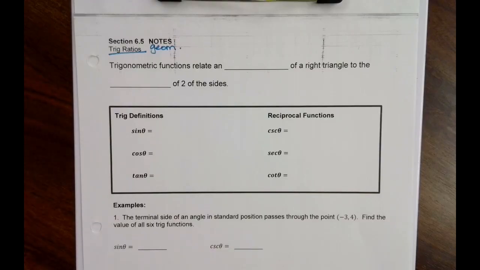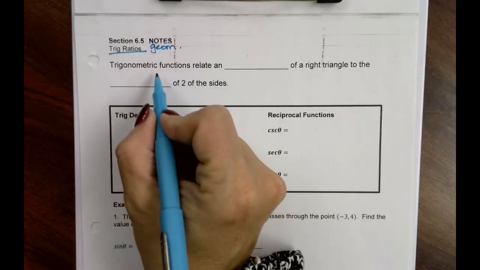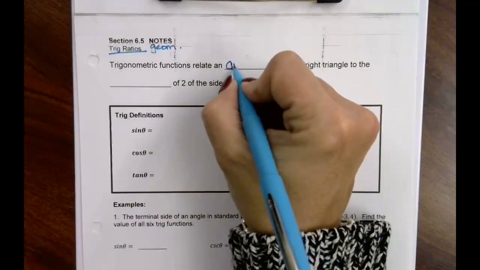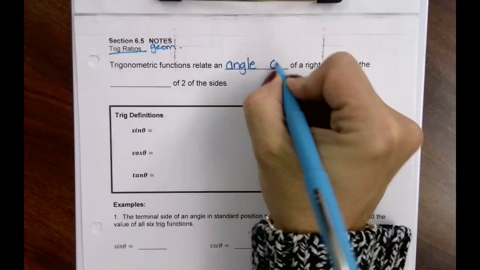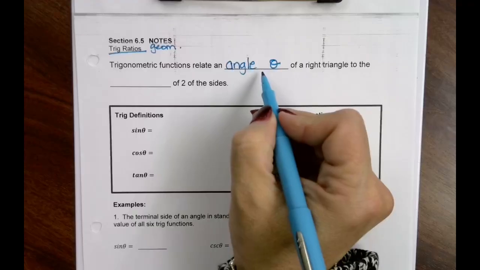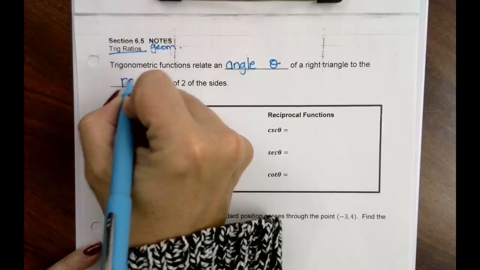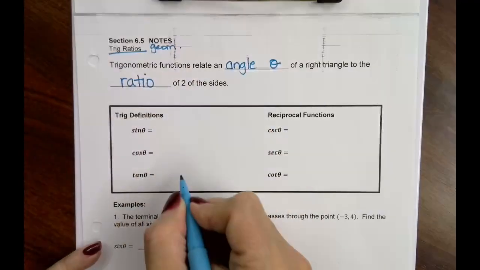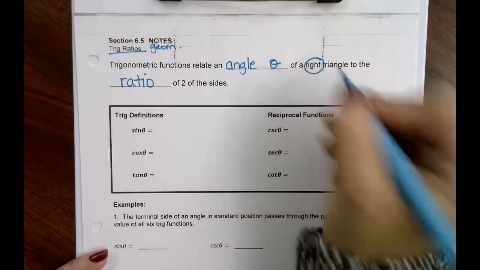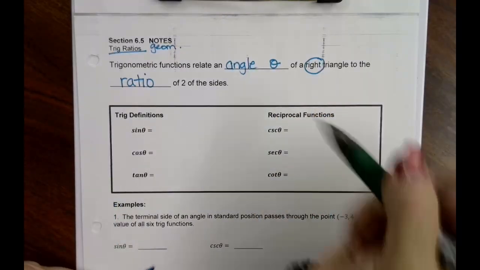So the bottom line here is that trig functions, the whole purpose we're doing trig is that we want to relate an angle, and this angle is this shape theta, and you've seen me draw it, but we want to relate this angle to the ratio of two sides of a triangle. Now right here, super important, this right triangle. So just kind of a little bit of review.